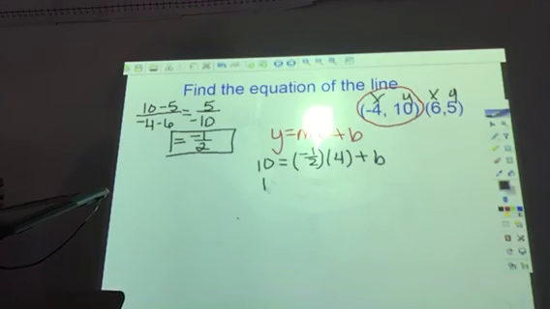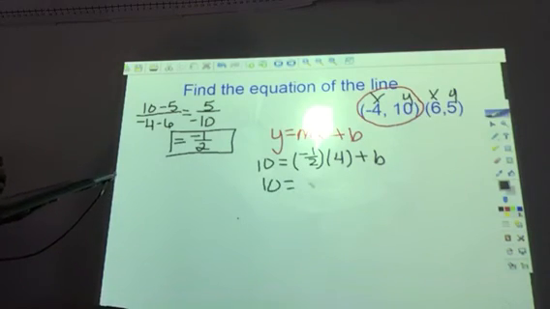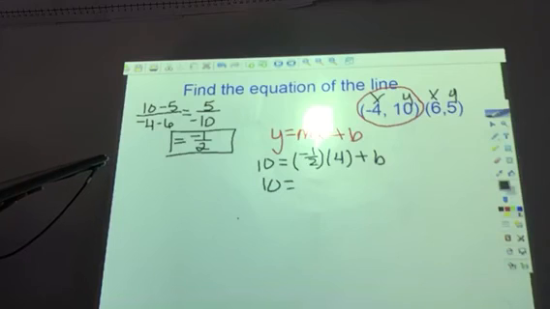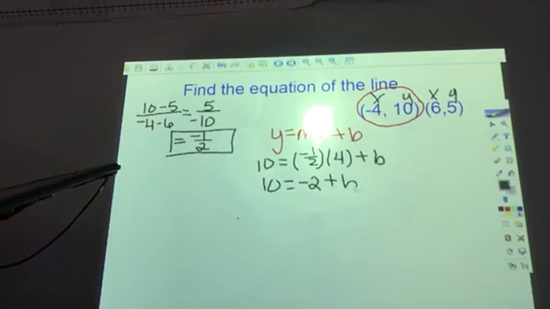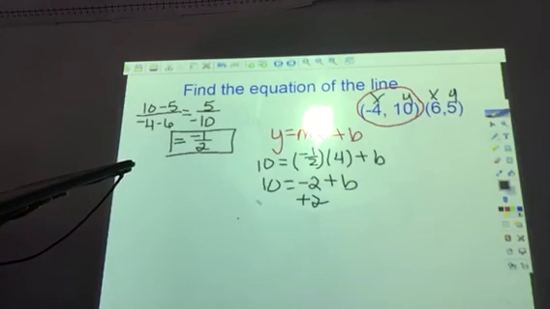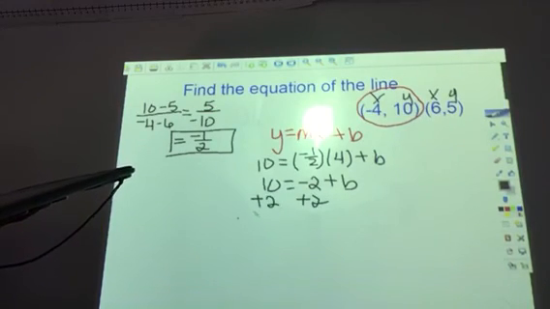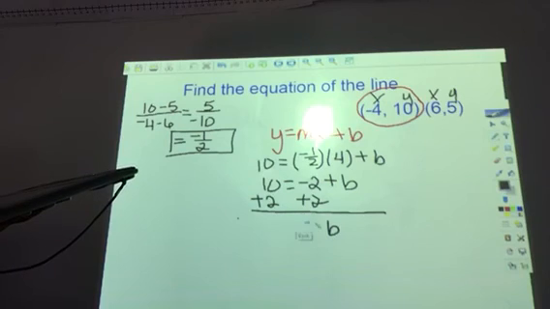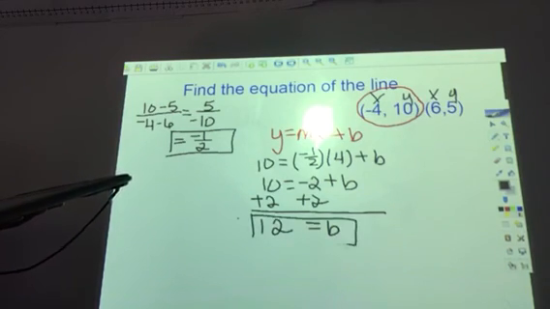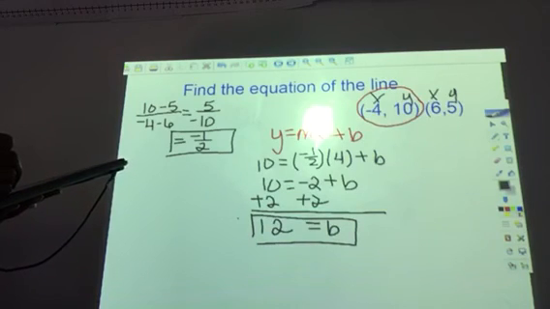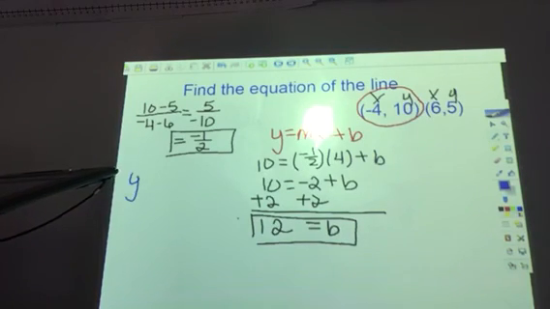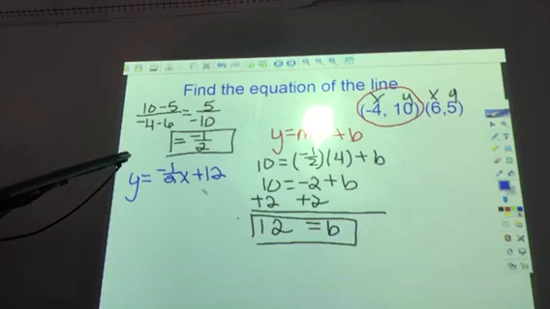Okay, 10 is equal to negative 1/2 times negative 4 is 2 plus b. Okay, I need to subtract 2 from both sides. B, or my y-intercept, is 12. Okay, the equation of my line is y equals negative 1/2 x plus 12.